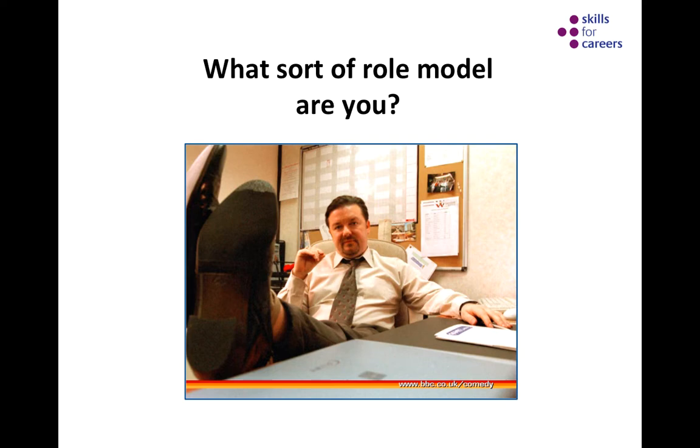The key question really is to look back at those qualities and characteristics, back at the slides on leadership and management, and say to yourself, what sort of role model are you? Are you a David Brent character, or are you someone that others can look up to and aspire to be like? And hopefully you don't aspire to be like David Brent.